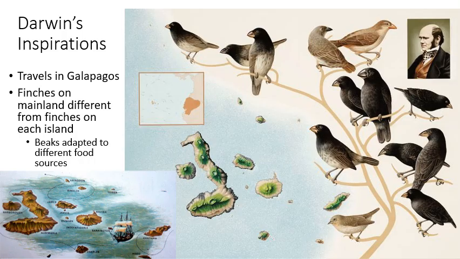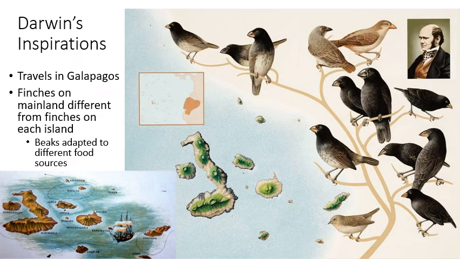So Darwin was inspired by a number of different things. Of course, a lot of his inspiration came from the years he spent traveling in the Galapagos Islands. And he noticed a lot of different plant and animal species during those travels, but the most famous thing that he noticed was different finch species. So every island in the Galapagos has its own species of finch living there. And then you also have a different species of finch on the mainland, which is Ecuador.